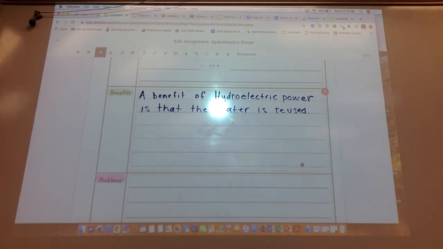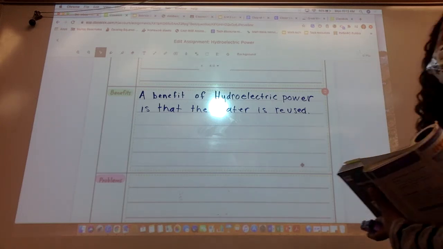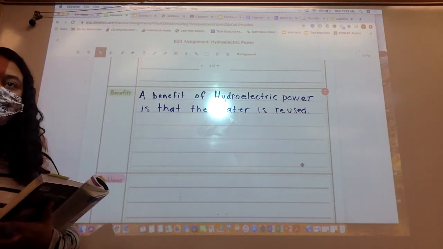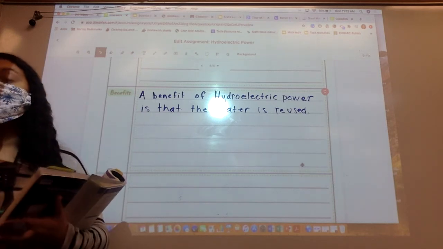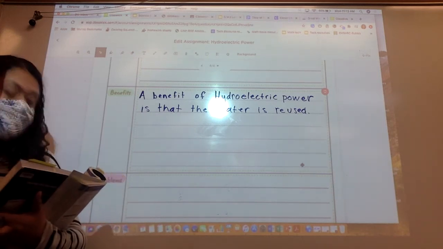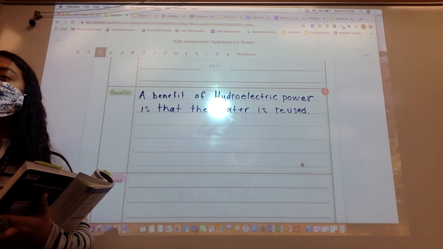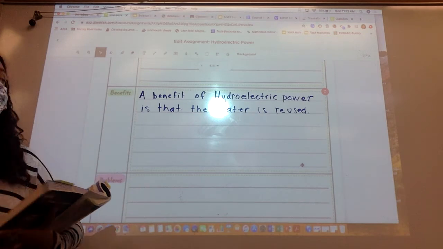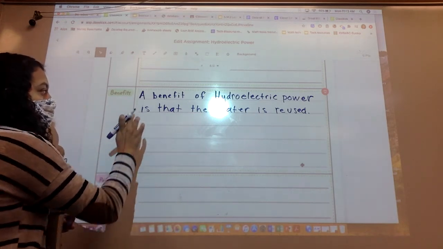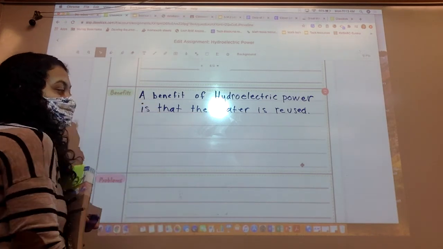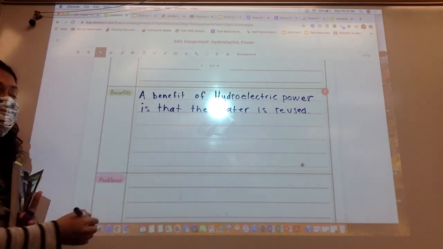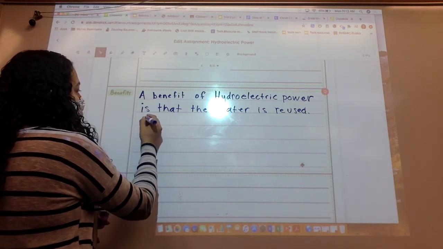Okay, what's another benefit? Can they make electricity at whatever hour of the day? Yes, they can. Why? Because the water is constantly flowing, so the water pushes the turbine, so the generator can make electricity. Good, so that's another benefit that we'll put down. Dylan, I need you to start writing. Okay, so how should we write that?